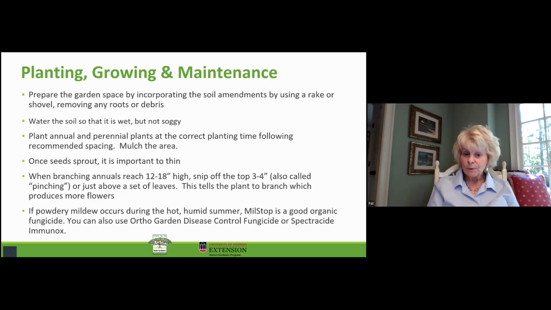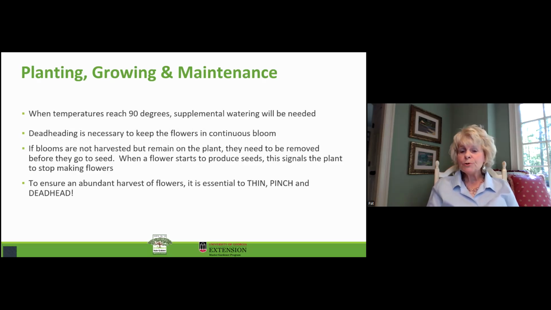Occasionally you will have powdery mildew because we do have hot, humid summers, and Millstop is a really good organic fungicide. I do garden with my flowers organically, but there are 2 other fungicides if you need to use one of those. When temperatures get to 90 degrees, could you believe we had 90 degrees in June this year? You will need supplemental water. That was true of all of our landscapes. It just gets so hot, the plants can't grow. So you will need a little extra water for that.